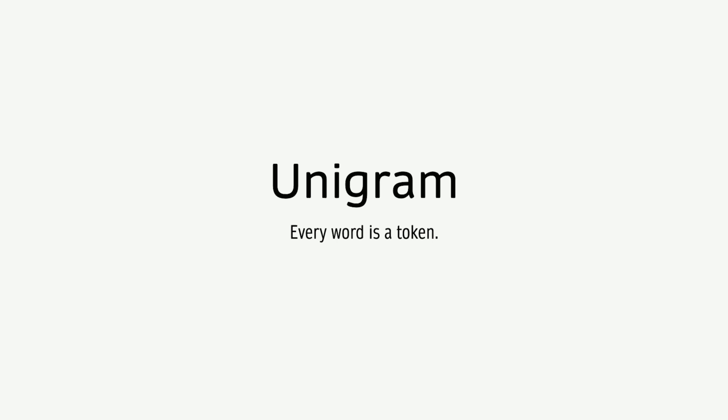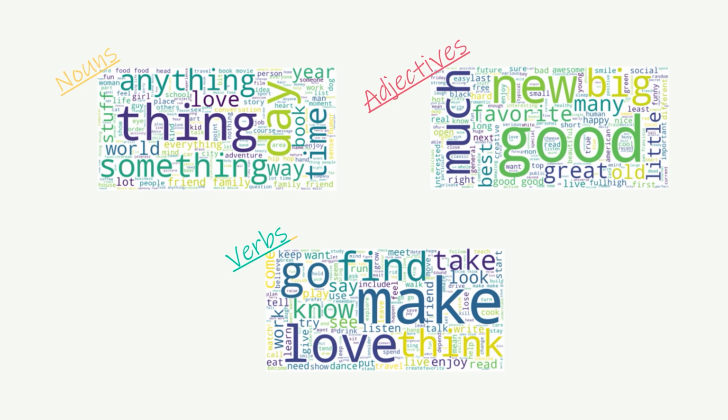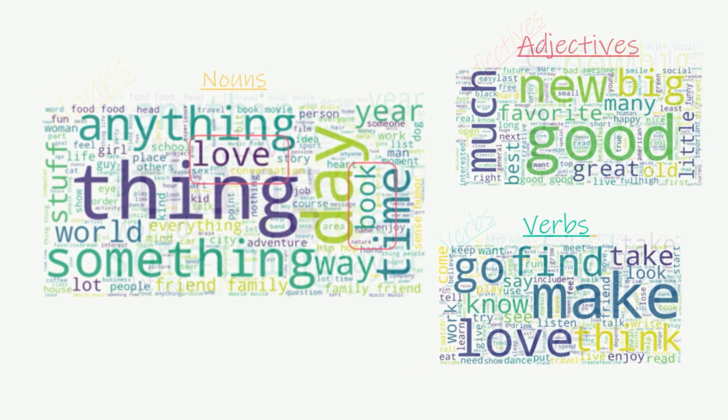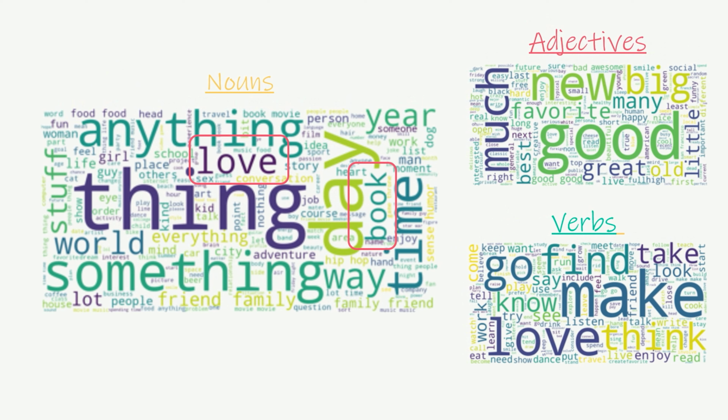For unigram, every single word is a token, and the size of the word in the word cloud reflects its frequency of occurrence. Nouns, adjectives, and verbs carry more insight compared to other parts of speech. Creating word clouds for different parts of speech can show better insight. For example, from the nouns word cloud, you can see that the users mention love and book frequently.